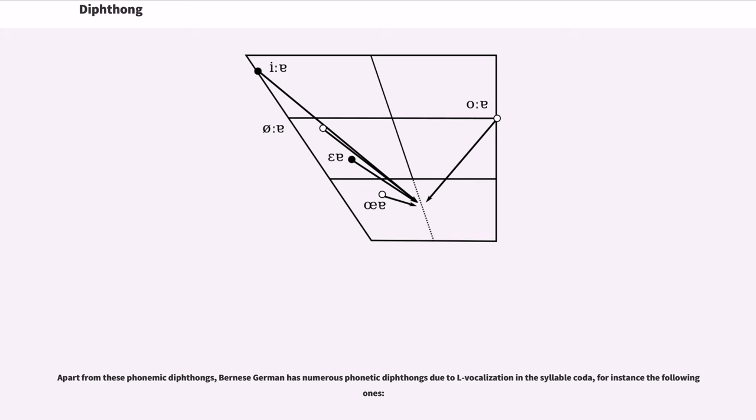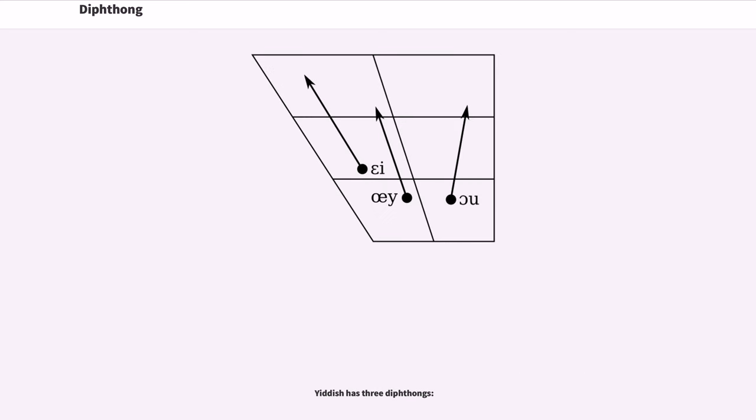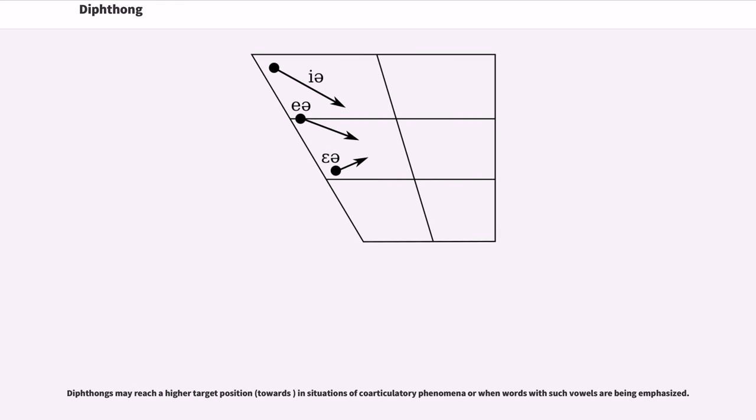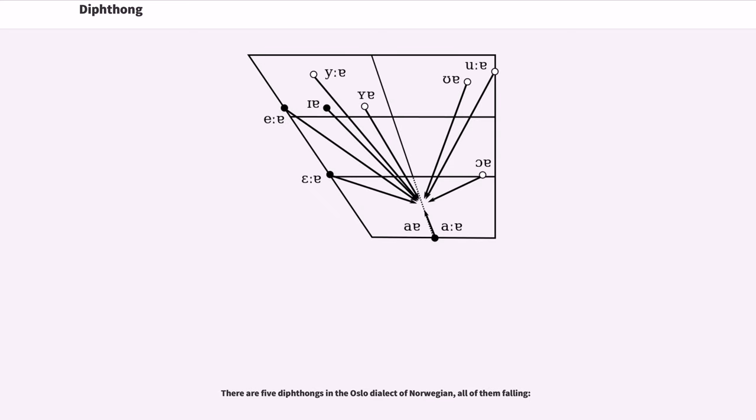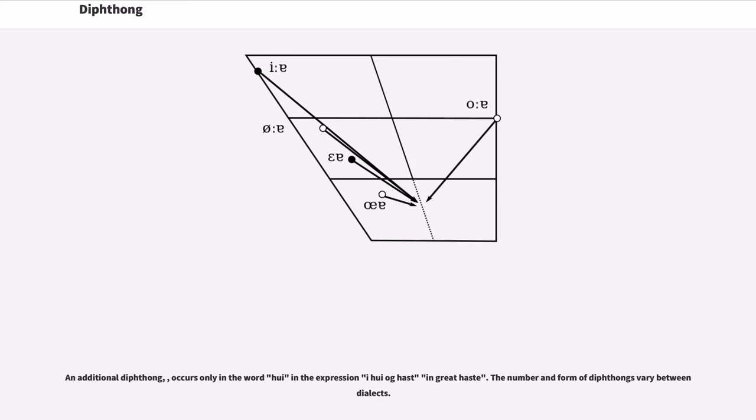Apart from these phonemic diphthongs, Bernese German has numerous phonetic diphthongs due to L vocalization in the syllable coda, for instance the following ones. Yiddish has three diphthongs. Diphthongs may reach a higher target position in situations of co-articulatory phenomena or when words with such vowels are being emphasized. There are five diphthongs in the Oslo dialect of Norwegian, all of them falling. An additional diphthong occurs only in the word Hawaii in the expression I Hawaii og hast, in great haste.